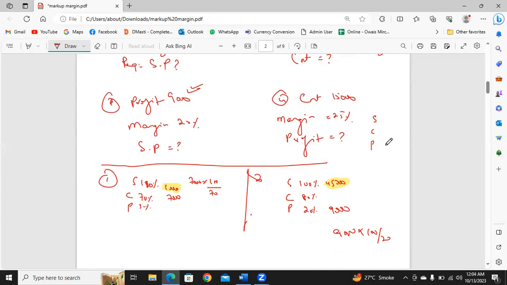Now the fourth one, SCP approach. Margin is 25%. Sales is 100% and cost is 75%. We have a cost of 15,000. We have to find profit: 15,000 into 25 divided by 75. So it is 5,000. We are done with these questions.